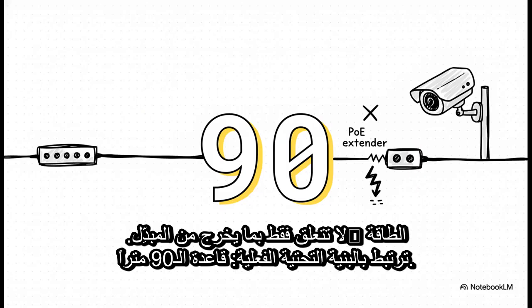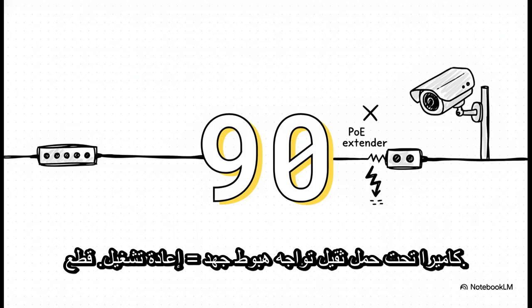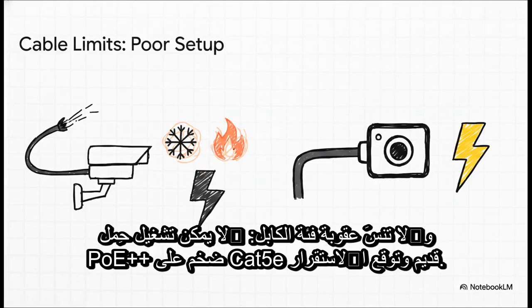But hey, power isn't just about what's coming out of the switch. It's heavily tied to your physical infrastructure, namely the 90-meter rule. While Cat 6A cable is technically rated for 100 meters, PoE loses power as it travels. Push it past 90 meters and you get hit with a severe voltage drop penalty. And what happens when a camera under heavy load hits that voltage drop? It resets. Boom, gone. So you absolutely must design your cable runs to stay strictly within 90 meters or start planning for PoE extenders.